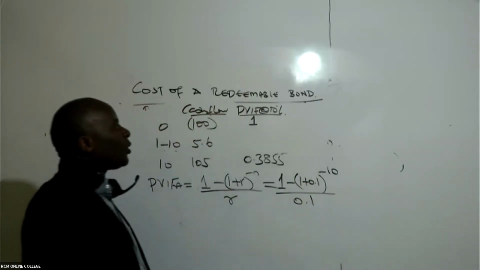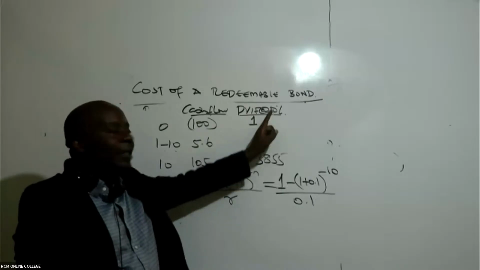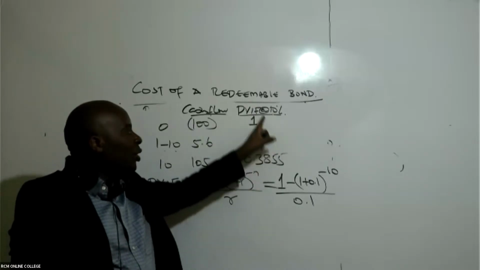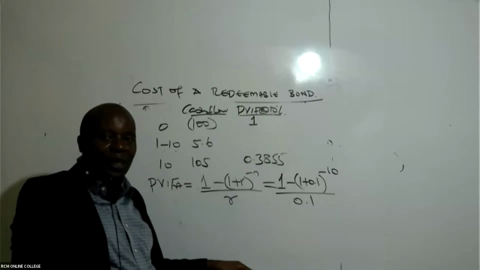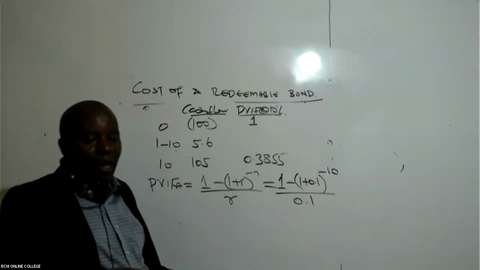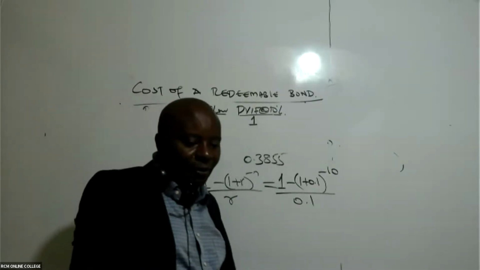Remember, later on I'll be showing you that whenever you have a figure like 10%, which is a very good figure, it must be on the tables. We have some discount tables.